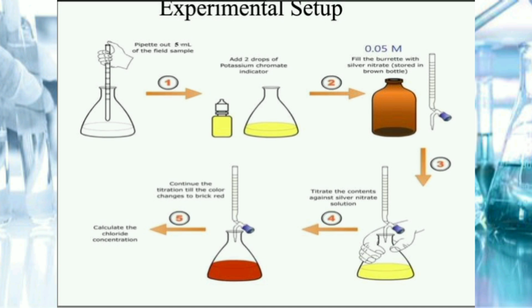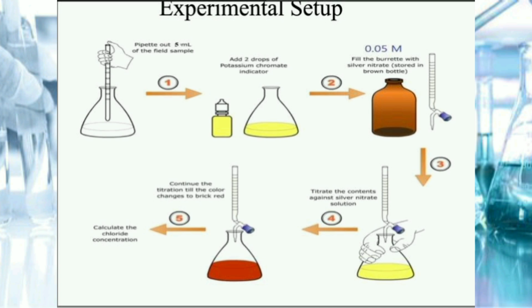Let us start the experimental procedure, how to perform the chloride experiment. The apparatus required are the conical flask, burette, pipette, and beakers. The first step is to take the sample, 5 ml or 100 ml. Take the sample in the conical flask and add potassium chromate, which is an indicator. Also prepare 0.05 molarity silver nitrate.